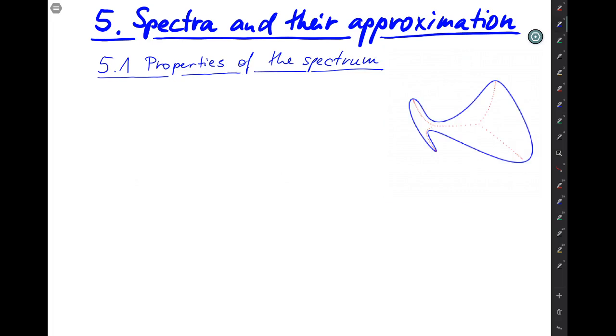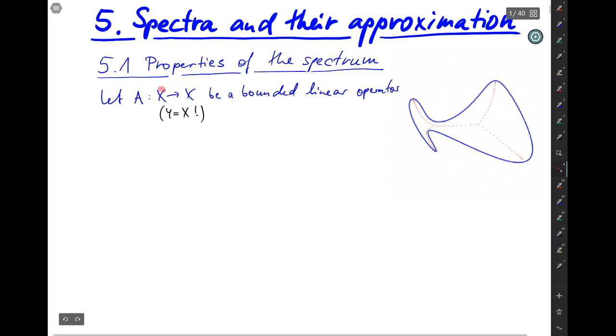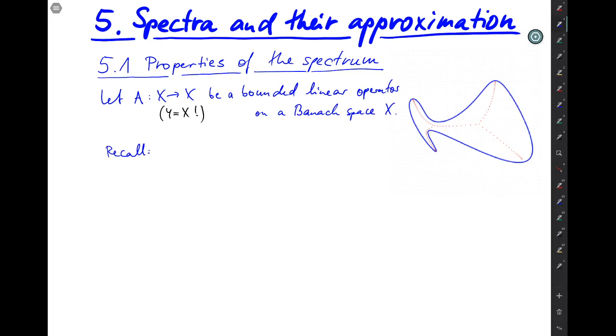So in this section, we always look at bounded linear operators A from X into the same space X. And for the moment, it's enough if X is a Banach space. At some point, we will need Hilbert spaces, but for the moment, Banach space is fine. Recall that a complex number lambda is called eigenvalue of A if A minus lambda I is not injective.